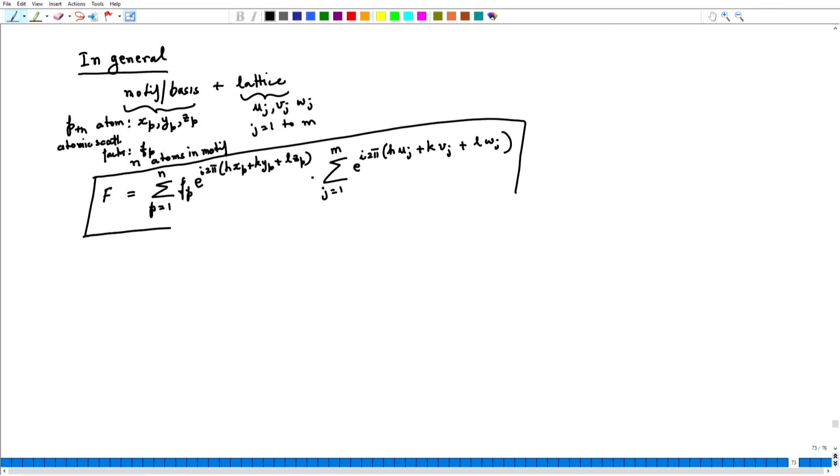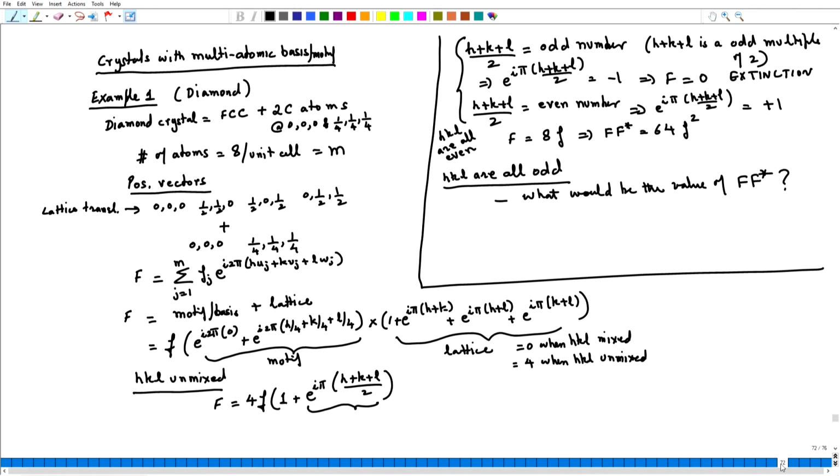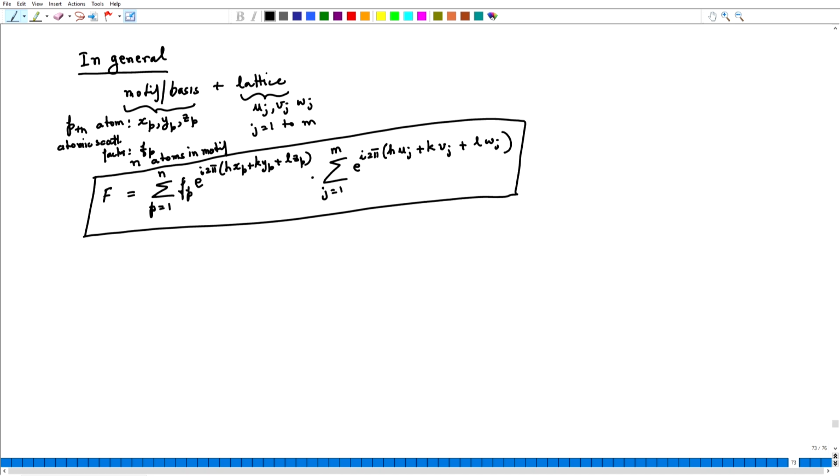Now, this expression could be quite useful when you have a large number of atoms in the motif and you want to analyze what the structure factor will be. If I take this equation and use it, it is essentially the same in the case of diamond, exactly the same. Now, let us take an example.